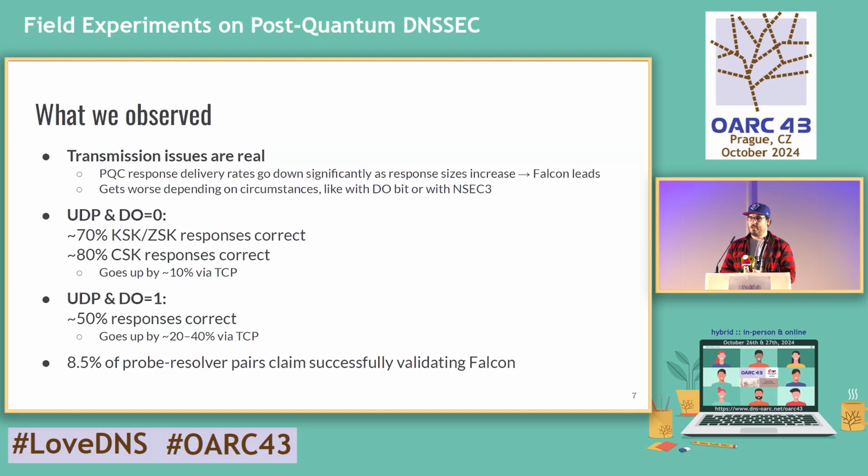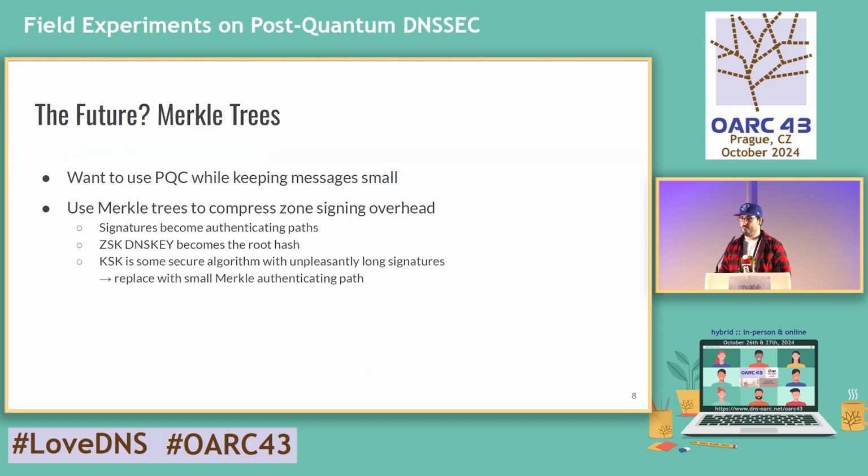So the big takeaway so far is that transmission issues appear to be real. It's not just the boogeyman. If you exceed the MTU, bad things happen. In particular, we saw quite a bit of issues when we used UDP and had the DO bit set. And an odd takeaway, we also noticed that 8.5% of our probes claim that the resolvers were able to successfully validate Falcon, which makes no sense because it's not standardized. And I'm pretty sure they didn't magically figure out what our resolver was and switch to it without us telling them about it. So that's kind of interesting.